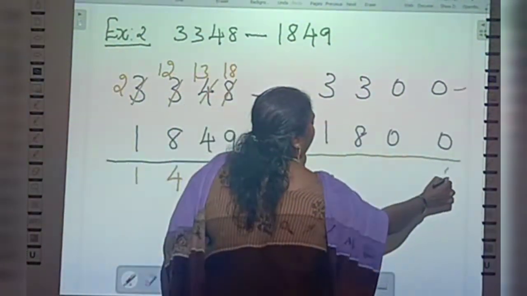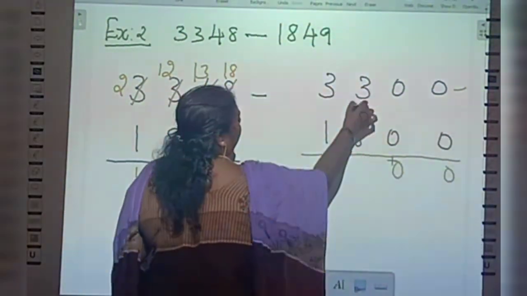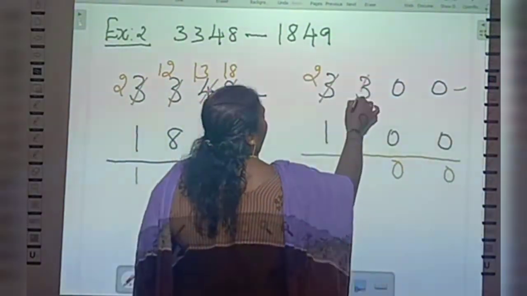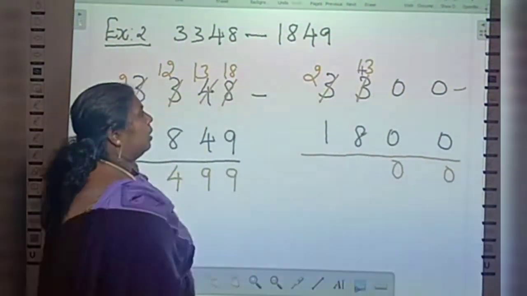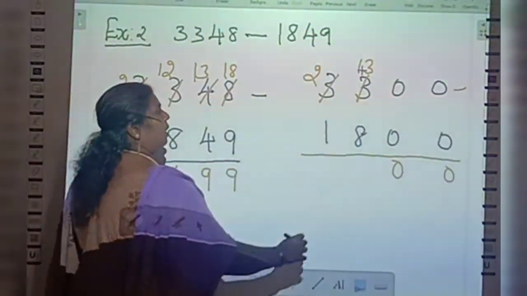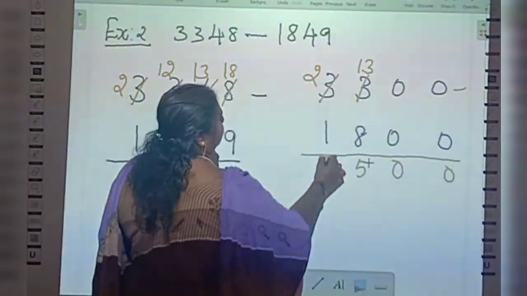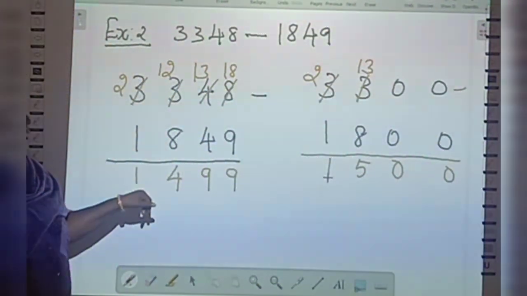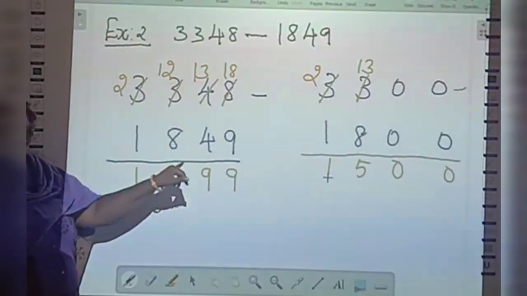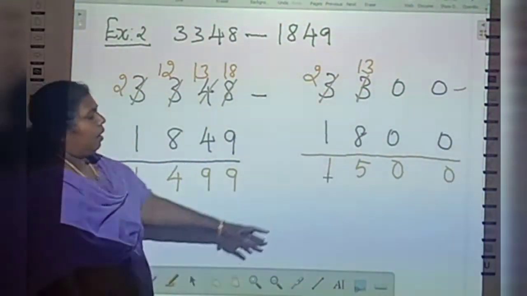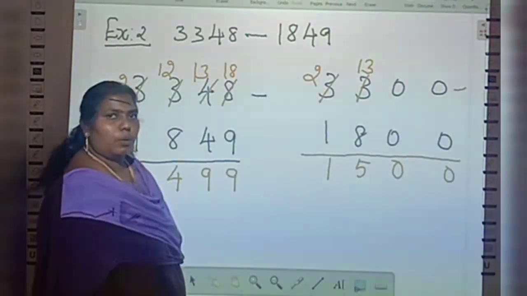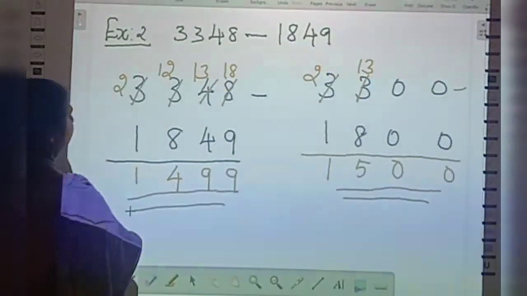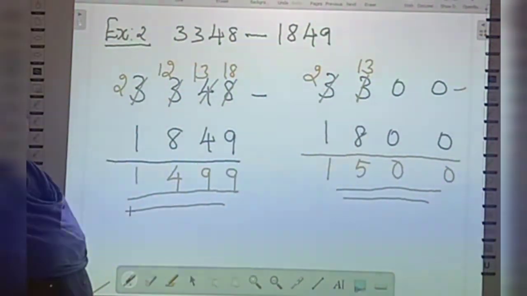Next, the estimated difference. 0 minus 0, 0. Then 3 minus 8. No, not possible. Then we have to borrow. Here it will come 13. Then 13 minus 8, 5. Then 2 minus 1, 1. Yes, see, the actual difference is 1499, but the estimated difference is 1500. Do you understand? This is the estimate nearest to 100.